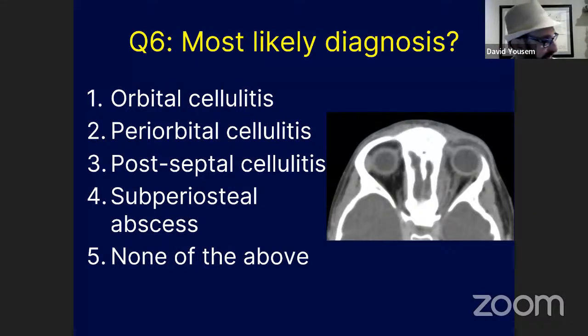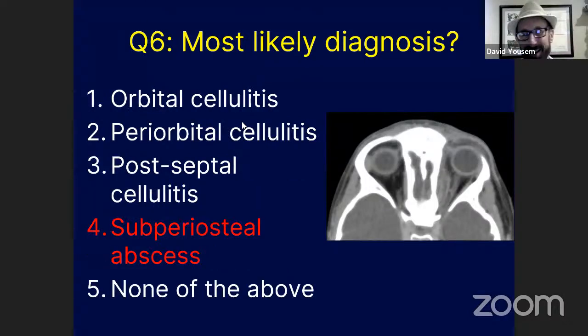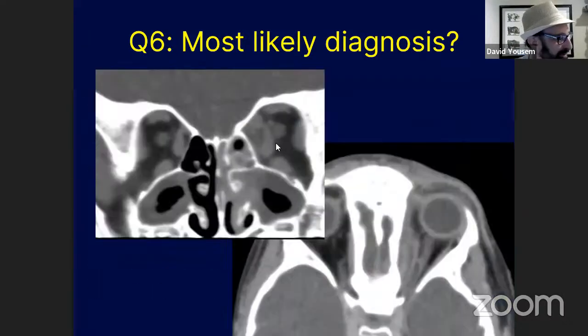All right, so we're moving right along here. Let's see. So 66% of people put subperiosteal abscess, and that is the correct answer. Let's go back to the original images.